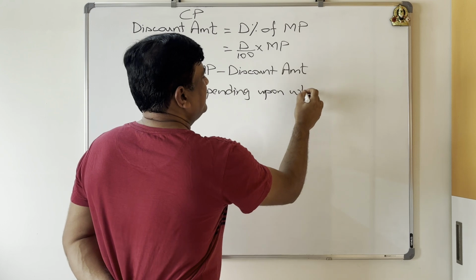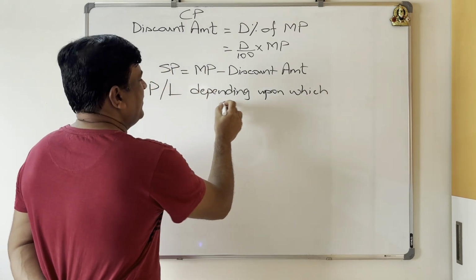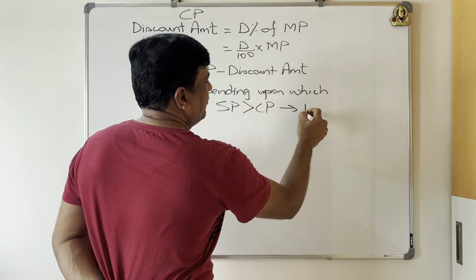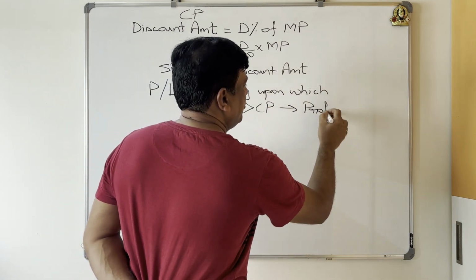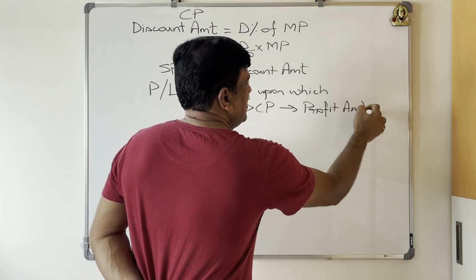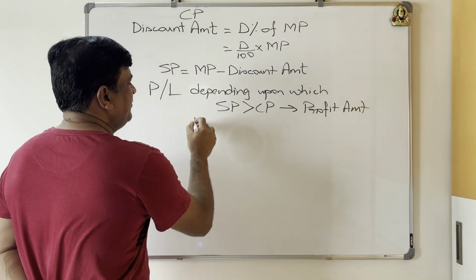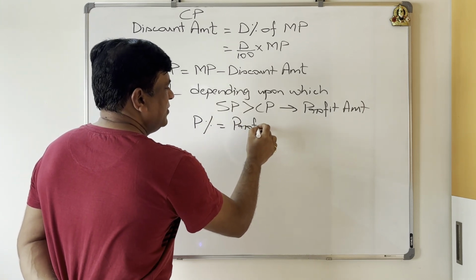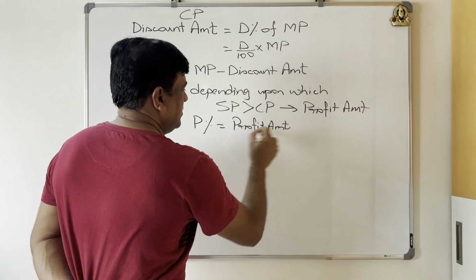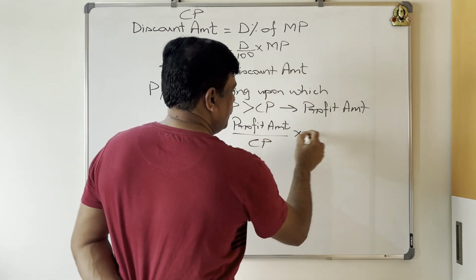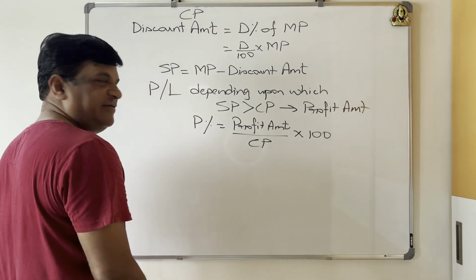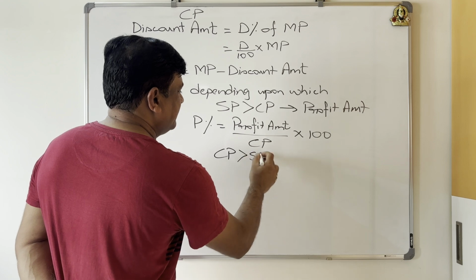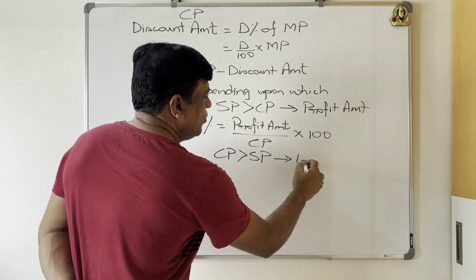Right? Which is greater? If SP is greater than CP, it will always be a profit. Remember, you are going to get the profit amount. How do you calculate the profit percentage? You calculate the profit percentage by profit amount divided by cost price into 100. Make sense?